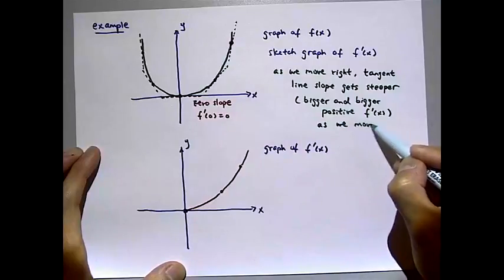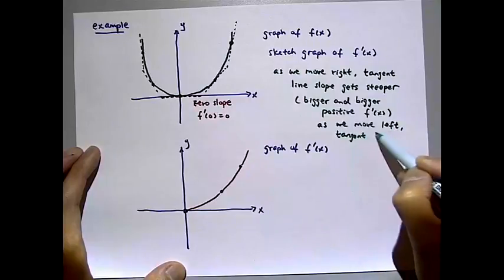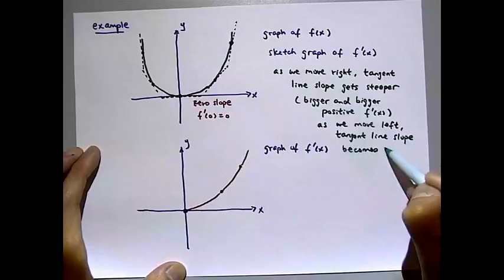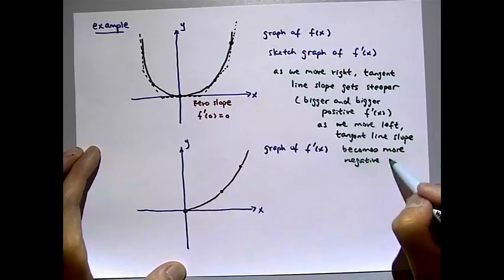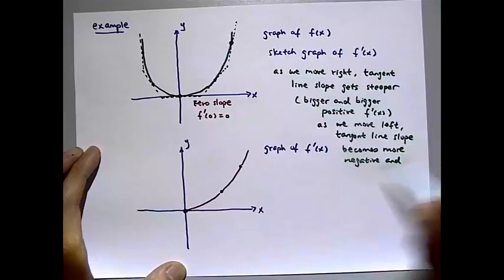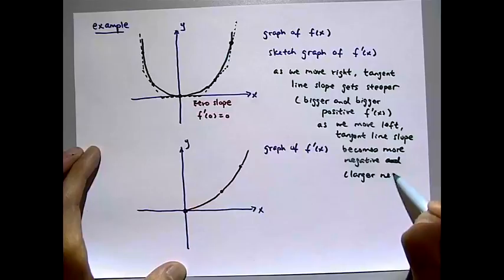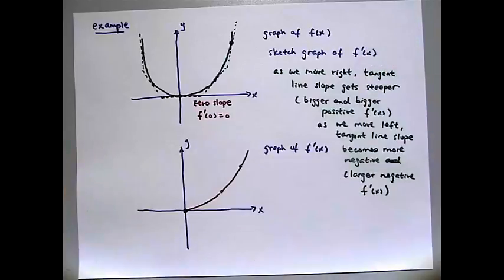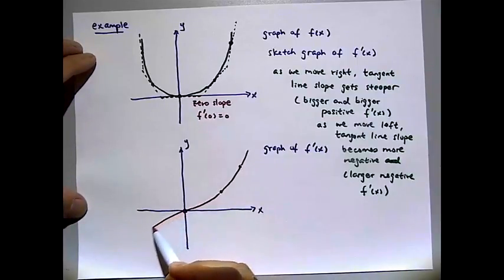So as we move left, tangent line slope becomes more negative. More negative is fine. To clarify, larger negative f prime of x as we move to the left. Okay, so I might expect something that looks kind of like that.